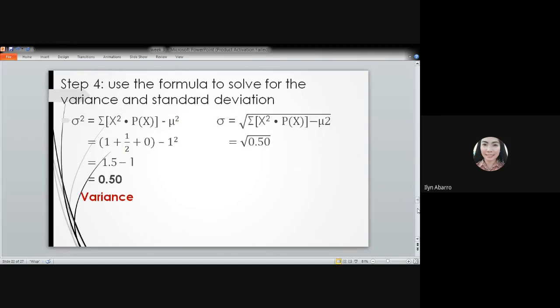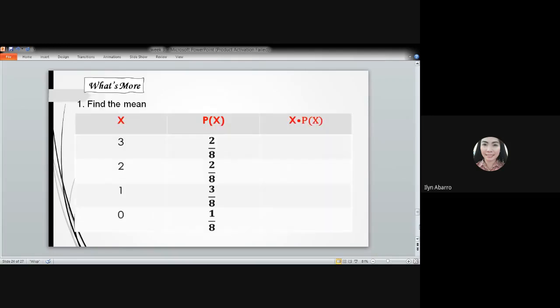Okay, next, let us solve for the standard deviation. So, as what I've said, standard deviation is only the square root of the variance. Ito na yun. So, standard deviation is equal to the square root of 0.50. And the answer is 0.71. So, para maging uniform tayo or standard tayo, you always round off your answer to 2 decimal places. Okay, so this is what you're going to answer.